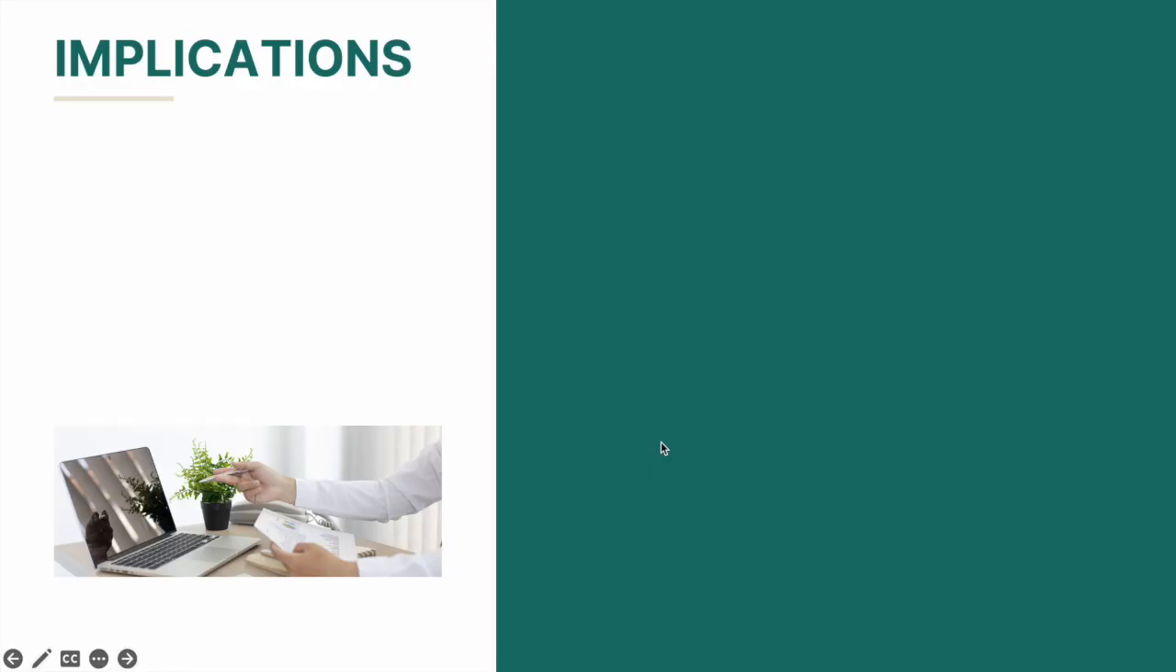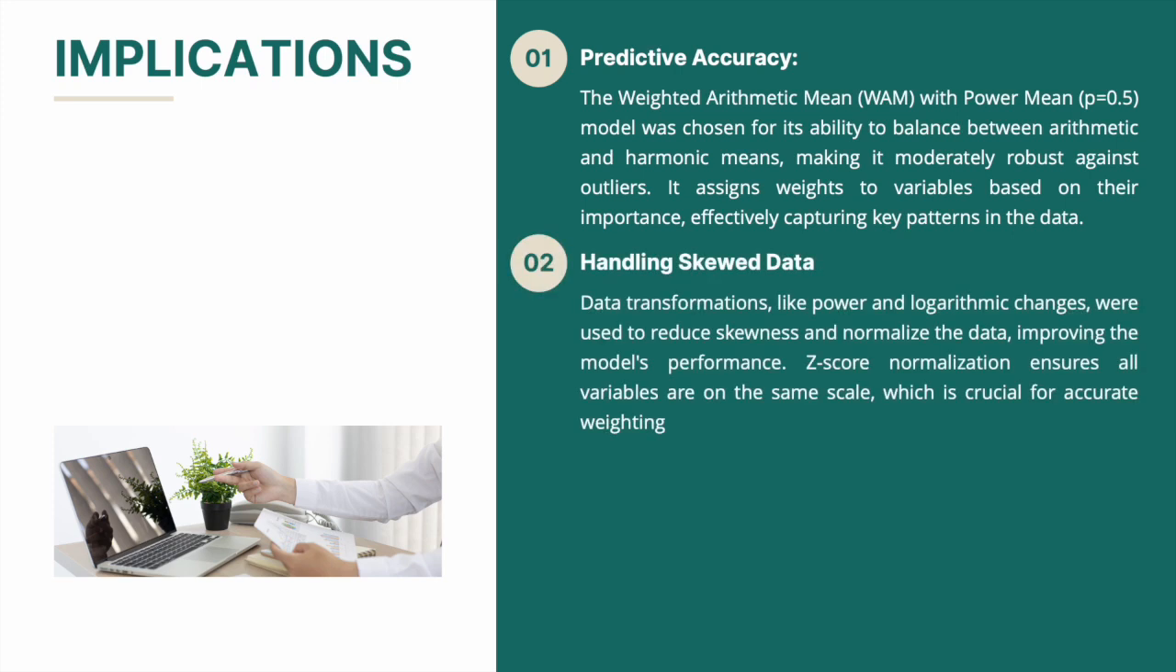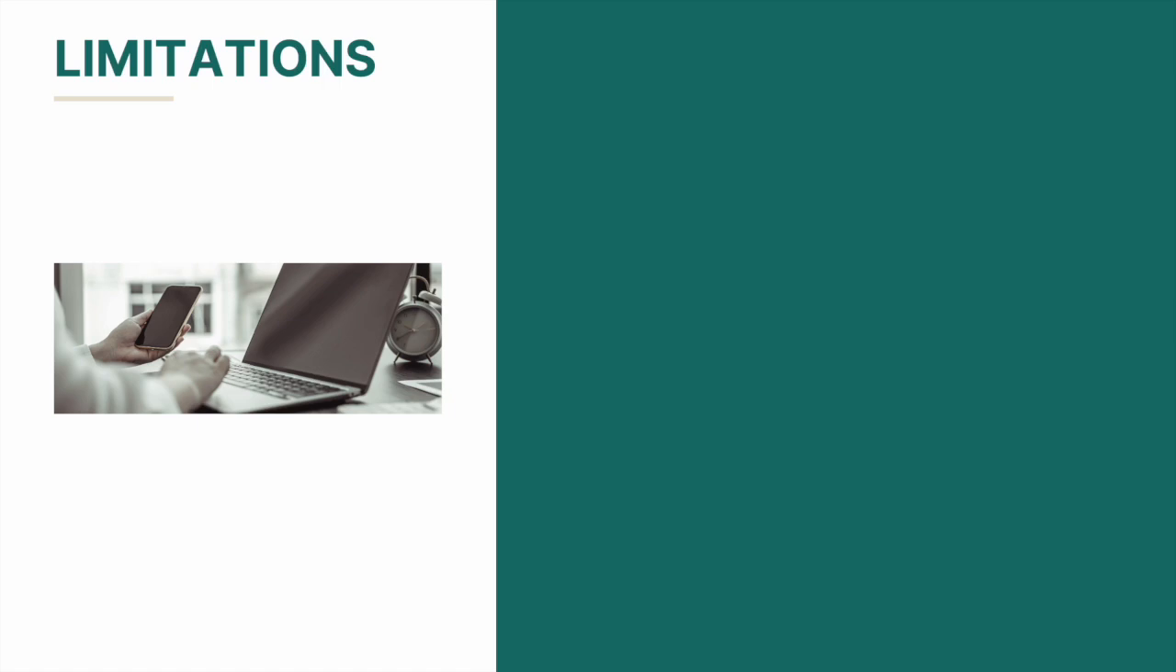Now we're going to talk about implications. First, predictive accuracy. We use the power mean with p equal to 0.5, which is robust against outliers, and it assigns weight to a variable based on its importance. And the second one is handling skewed data. We use data transformations like power and logarithm and use z-score normalization to ensure all variables are on the same scale. And the last one is limitations.